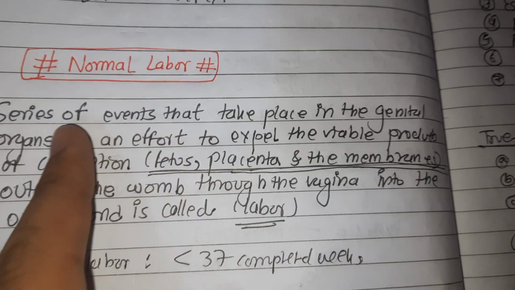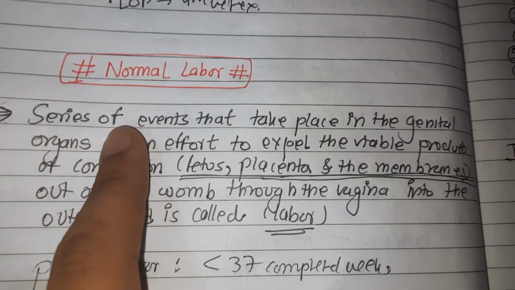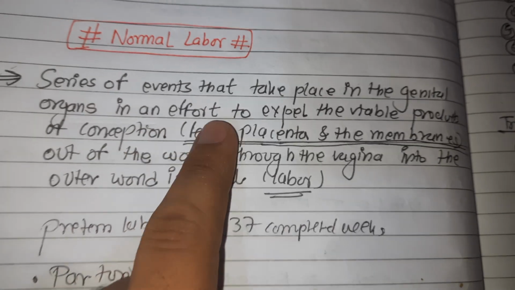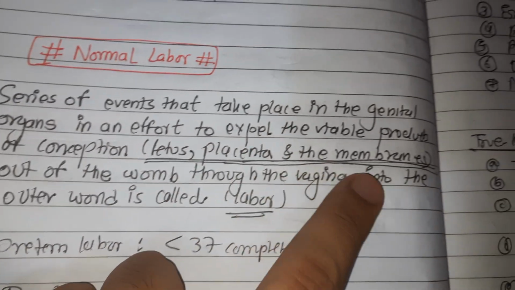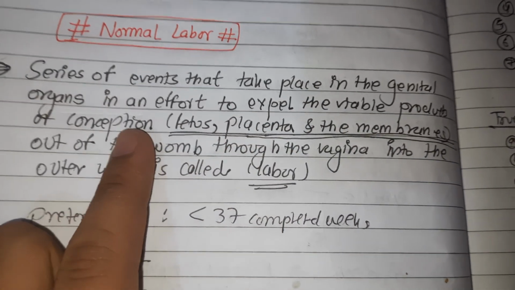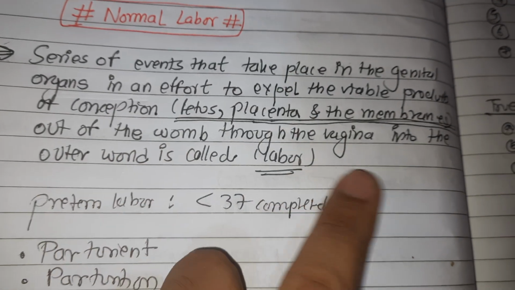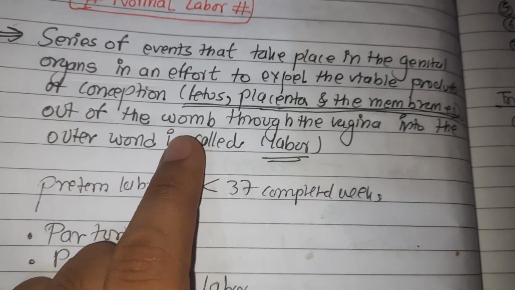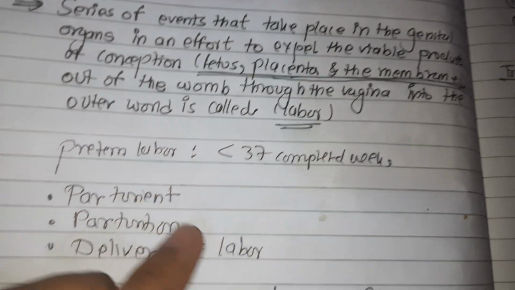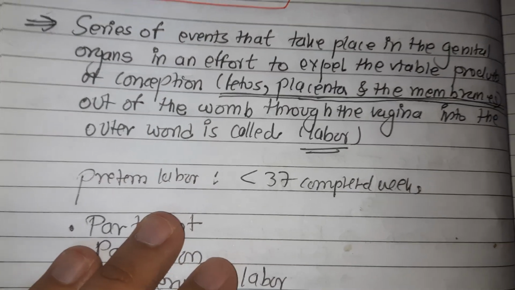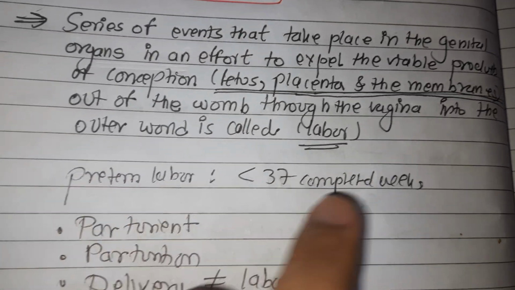We will repeat it again. Normal labor is a series of events that takes place in genital organs in an effort to expel the viable product of conception, like fetus, placenta and membranes, out of the womb through the vagina into the outer world, and is called labor. It may occur prior to 37 completed weeks, and then it is called preterm labor.